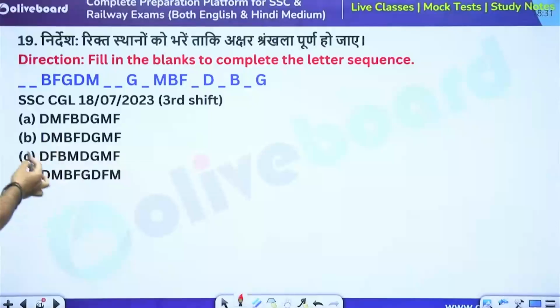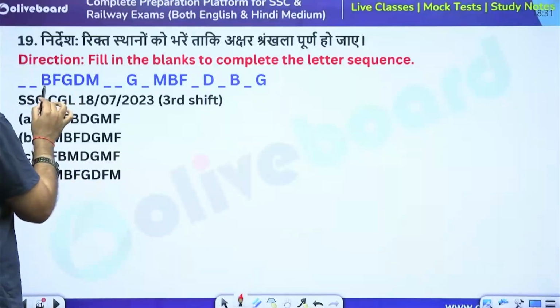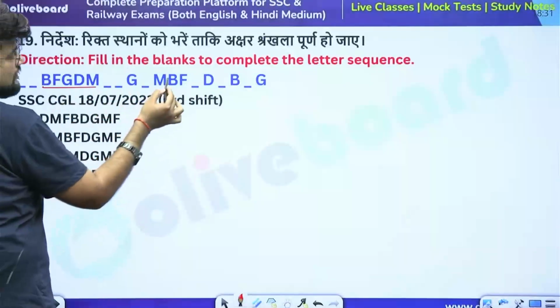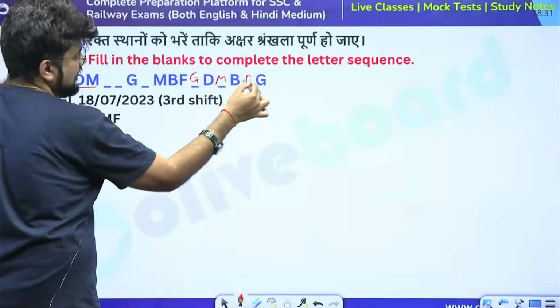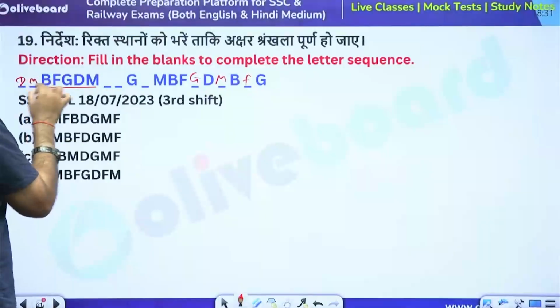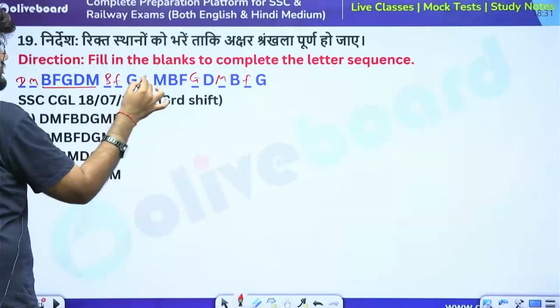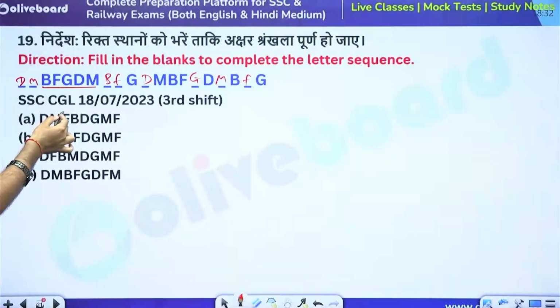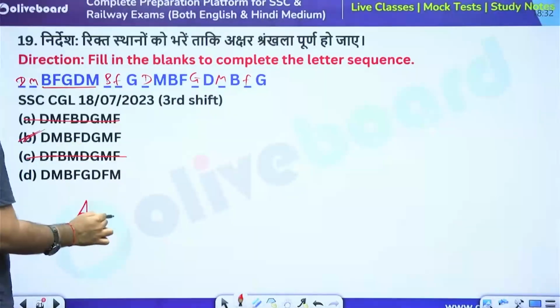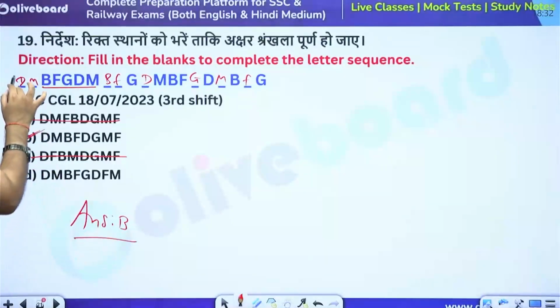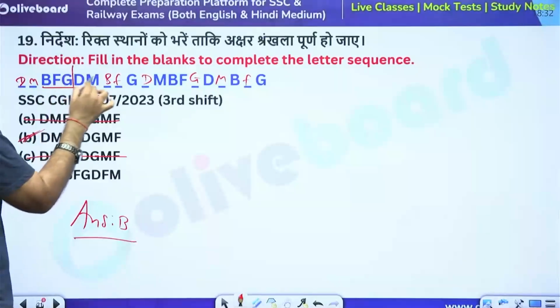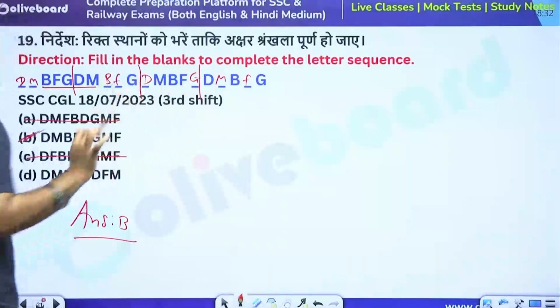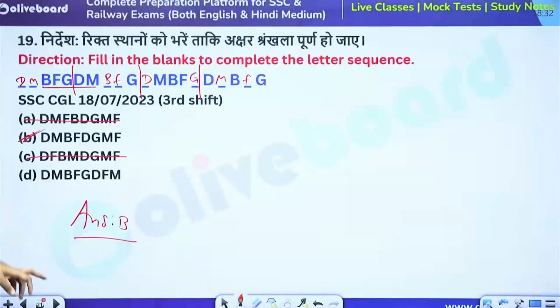Okay, again this is almost similar only. So this is a complete repeat pattern. BFGDM, BFGDM, BFGDM. Cool. So DMBF, DMBF, DG. Option B is the correct answer. Okay, what is the repeat pattern? DMBFG, DMBFG, DMBFG. See, the repeat pattern is totally different, but we filled it up with a different pattern altogether.